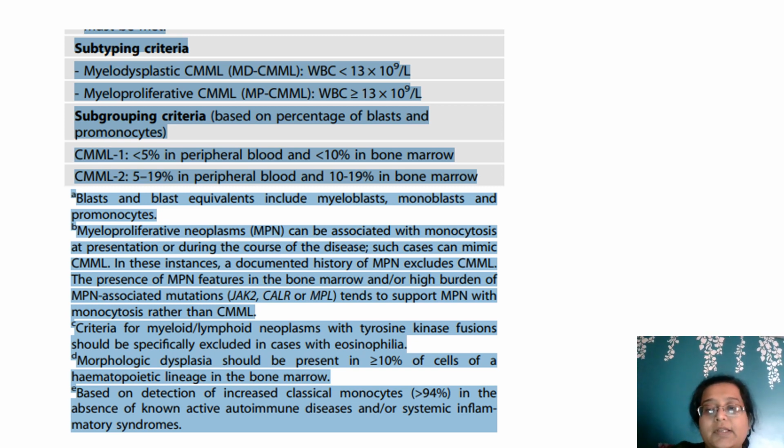CMML existed earlier also. There was CMML 0, CMML 1, CMML 2; 0 has been removed. 1: less than 5% in peripheral blood, less than 10% in bone marrow. 2: 5 to 19% in peripheral blood and 10 to 19% in bone marrow.